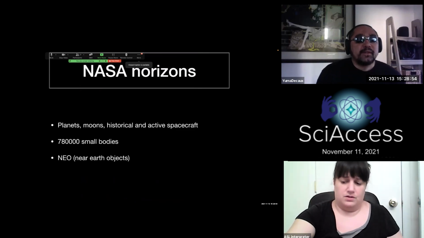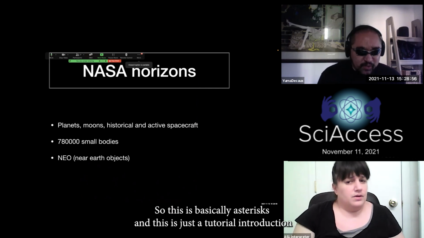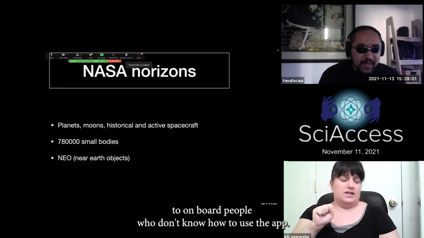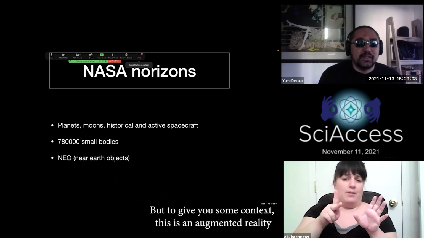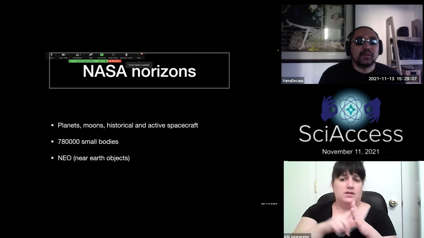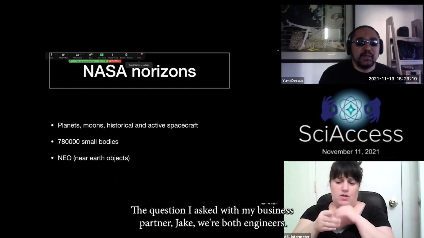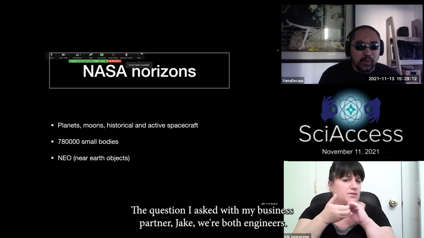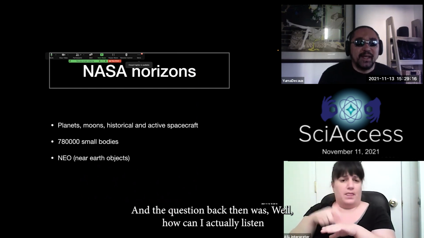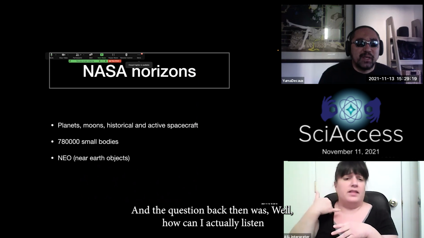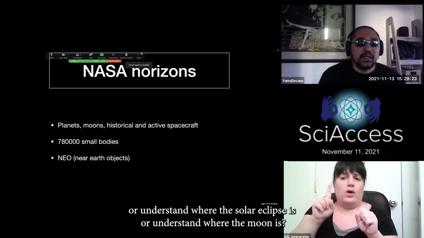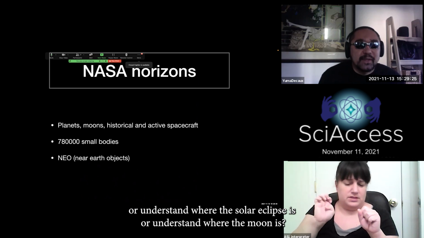Slide 3, NASA Horizons. So this is basically Astrios, and this is just a tutorial introduction to onboard people who don't know how to use the app. But to give you some context, this is an augmented reality app that started in a garage. And the question I asked with my business partner, Jake, we're both engineers, we love to create things, and we spend our time doing that. The question back then was, well, how can I actually listen or understand where the solar eclipse is, or understand where the moon is?